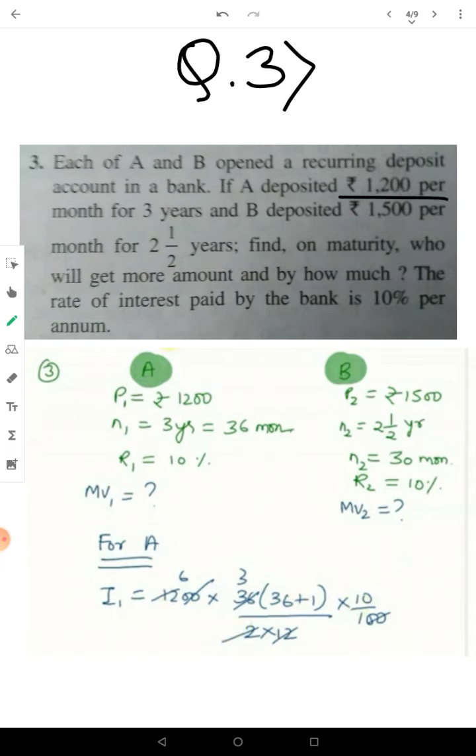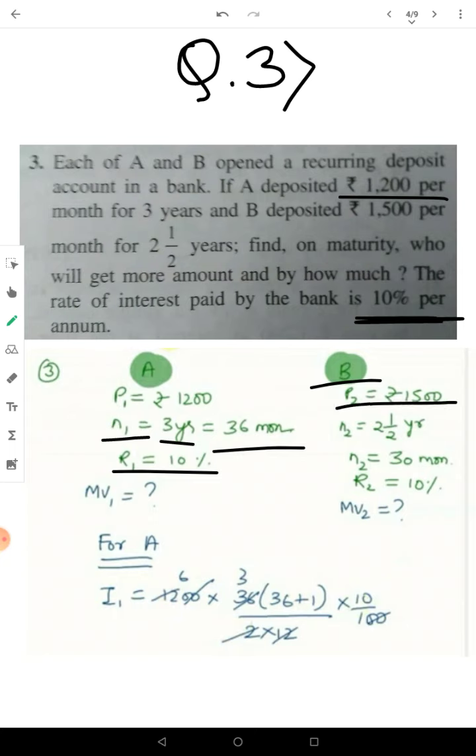Now N1 is 3 years. 3 years is equal to 36 months. 1 year is 12 months, so 12 into 3 you can do, that is 36 months, right? So N1 is 36 months. R1 is 10%, given in the question. Now B part we will find.